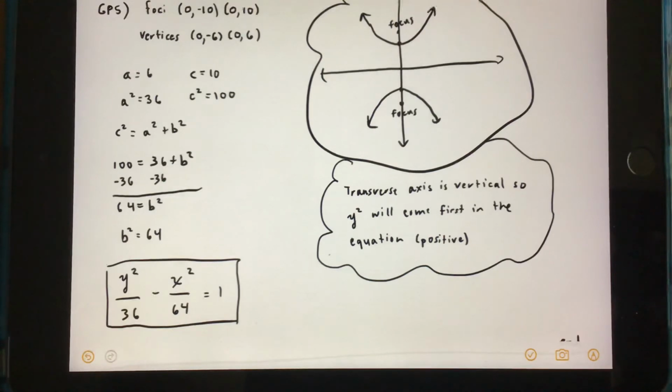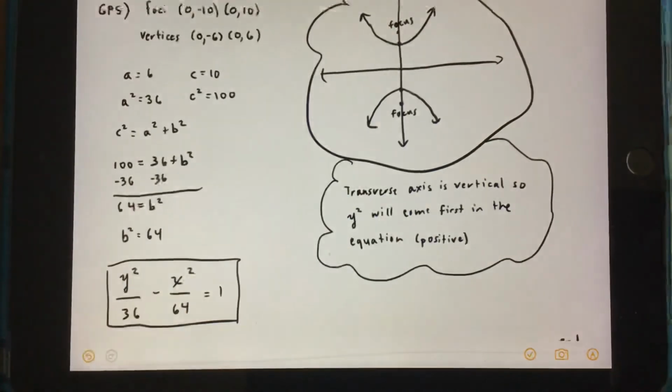Now we have to remember that in this particular problem, the y squared has to come first because we have a vertical transverse axis. So putting our y squared first over our a squared. In our hyperbolas, the a squared is always underneath the first fraction, and the b squared is always in the denominator of the second fraction. So our a squared was 36, our b squared was 64, so y squared over 36 minus x squared over 64 is equal to 1. And that concludes this problem. We have written the equation of the hyperbola given these foci and these vertices.